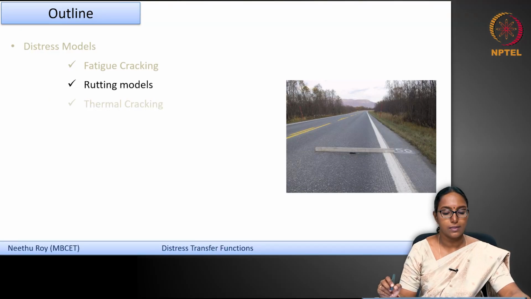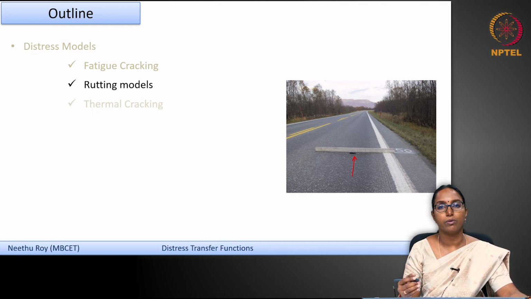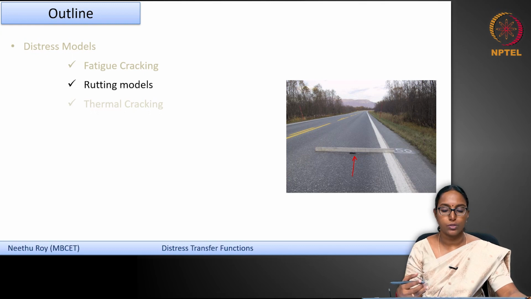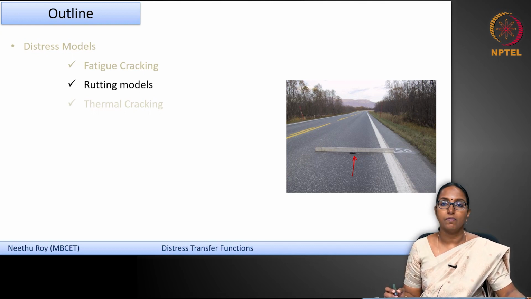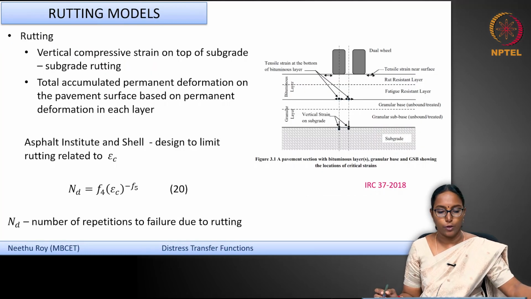Okay, now we will discuss the rutting prediction models, or the rutting transfer functions. Now, what is rutting? It is the deformation that you see along the wheel path in the transverse direction. This is a distress that we observe in the pavement surface, which could happen due to many reasons, and we need to predict this rutting so that you can design the pavement structure without this rutting being exceeded beyond a particular value.